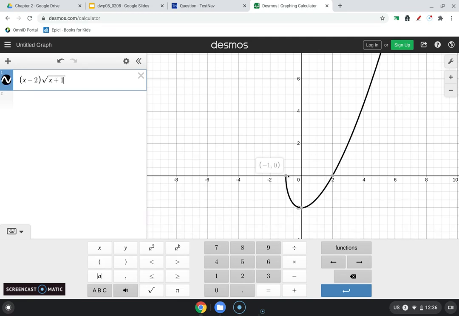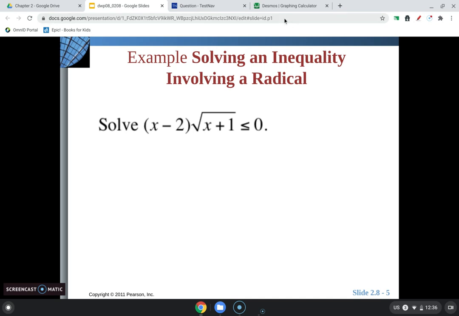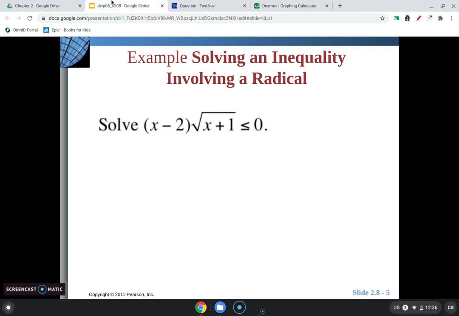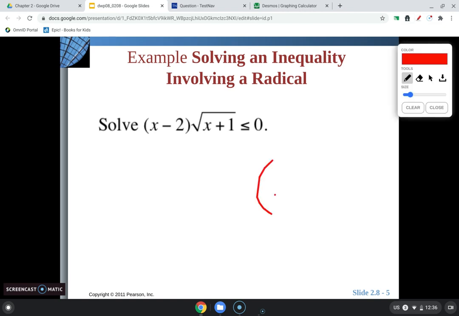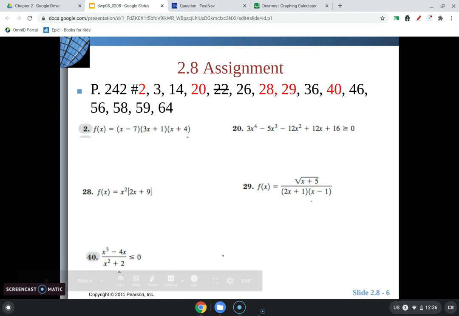Right here, -1 to 2. It asked, when is it less than 0? Well, it's below the line between -1 and 2. So all you'd have to put on this one is from -1 to 2. Use those graphs to help you out. Less than is below the x-axis, zeroed out. Once you zero it out, less than is below, greater than is above.